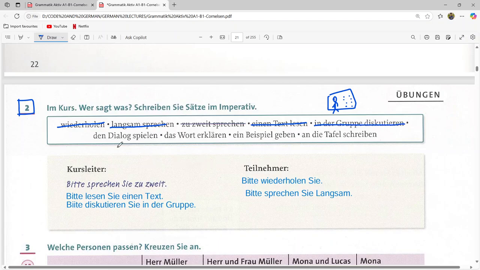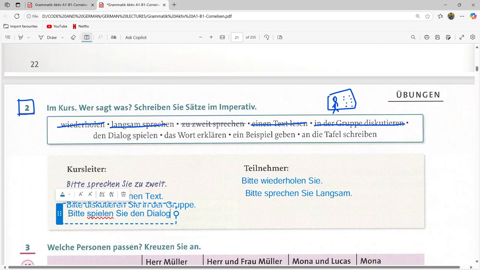Okay, next one, den Dialog spielen. So play the dialogues. The teacher is telling the students there are some dialogues and you play the dialogues. So how does the teacher give the order? Bitte spielen Sie den Dialog. Okay. Next one.